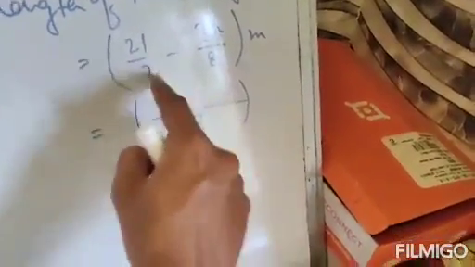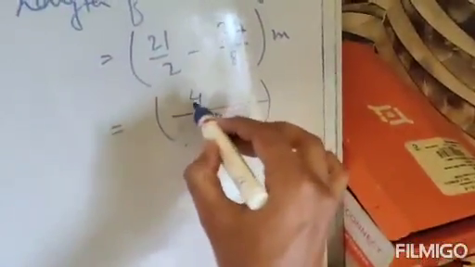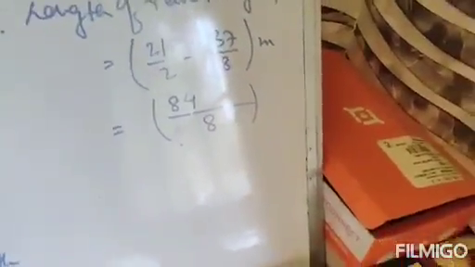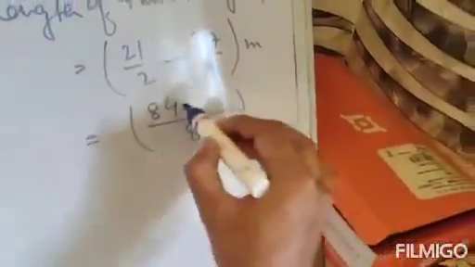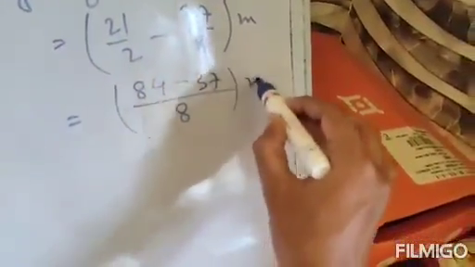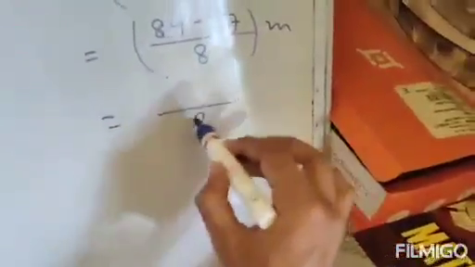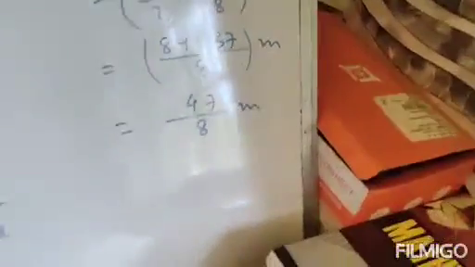So if you divide 8 by 2, the quotient will be 4. Then the quotient will be multiplied with the numerator. That is the rule. So 8 divided by 2 is 4, and 4 into 21 is 84. Minus, similarly, 8 divided by 8, the quotient is 1. 1 into 37 is 37. So 84 minus 37 is 47. So 47/8 meter.